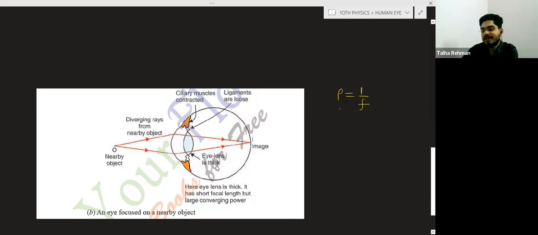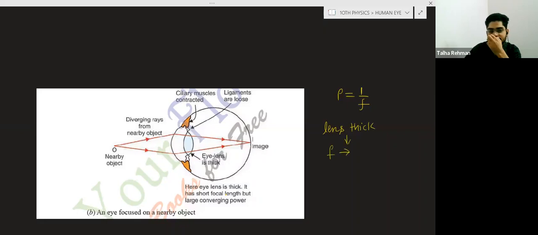And when the eye lens becomes thick, focal length decreases. So you can write here, when your lens is thick, you can say focal length will decrease.